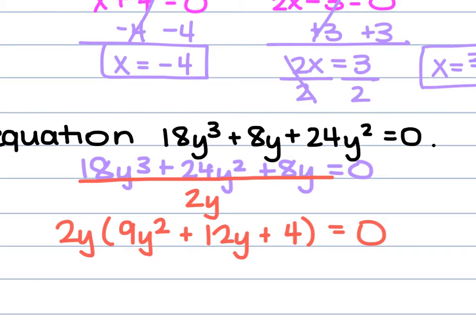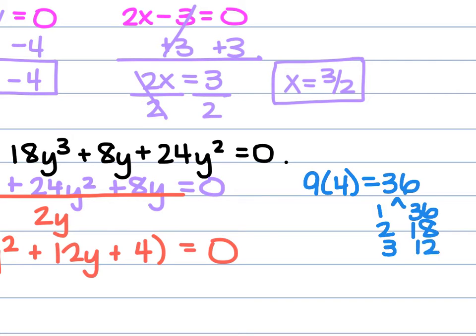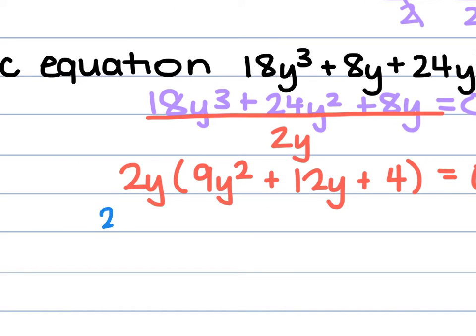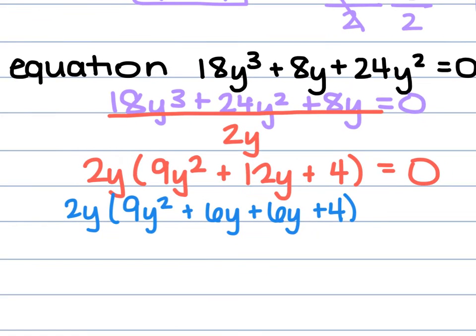I'm going to multiply the 9 and the 4. 9 times 4 is 36. Find the factors of 36 that add up to be a 12. We have 1 and 36, 2 and 18, 3 and 12, 4 and 9. We have also 6 and 6. 6 plus 6 is 12. So we're going to replace the 12y with 6y plus 6y. So it's going to say 2y times 9y squared plus 6y plus 6y plus 4 is equal to 0.